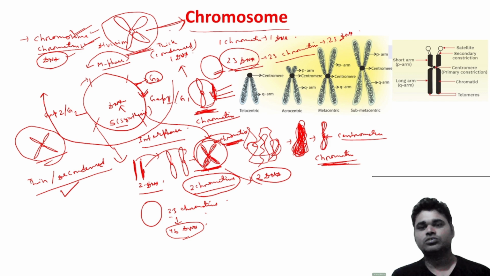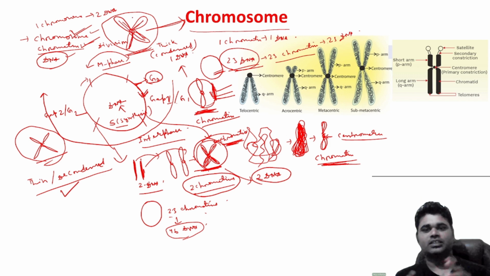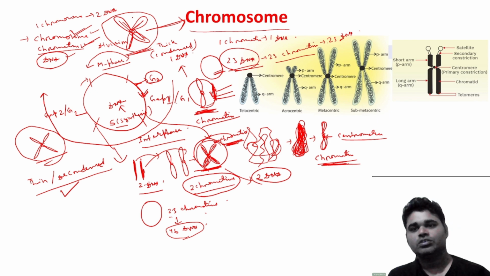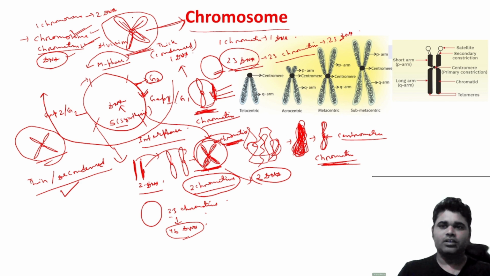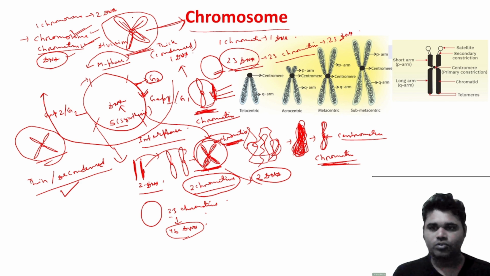That means here also, you can say that now it is one chromosome, but it contains 2 DNA. This is one, and this is the other one. This is one chromatid, this is the other chromatid. These 2 chromatids are called the sister chromatids. So this is the difference between the chromosome and the chromatin and the DNA. So this is all about the difference between the chromosome, chromatin and the DNA.